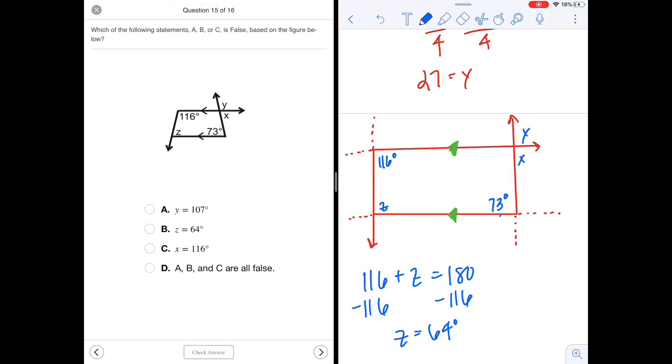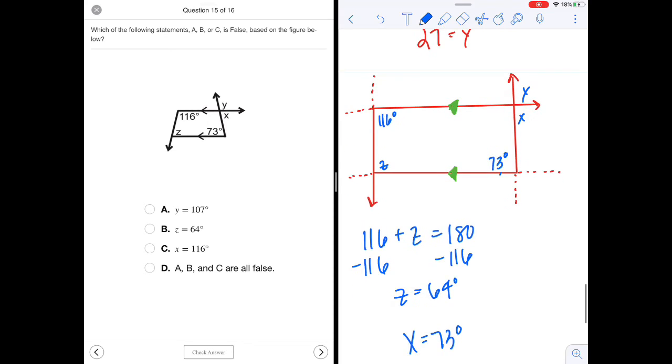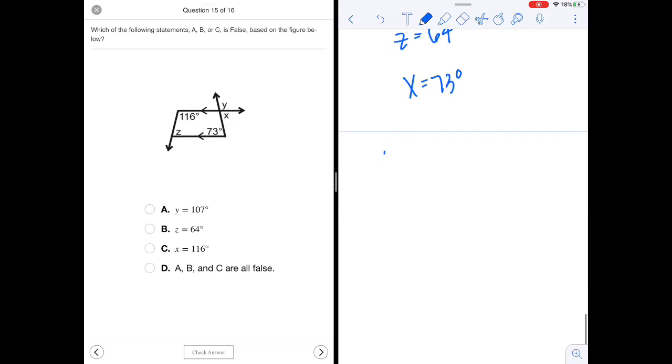And now to determine Y, I'm going to use X. Because Y and X form a linear pair, I know that their sum should be 180. So I'll do 180 is equal to 73, which is what we found for X, plus Y. Then subtracting 73, I get 107 for Y.